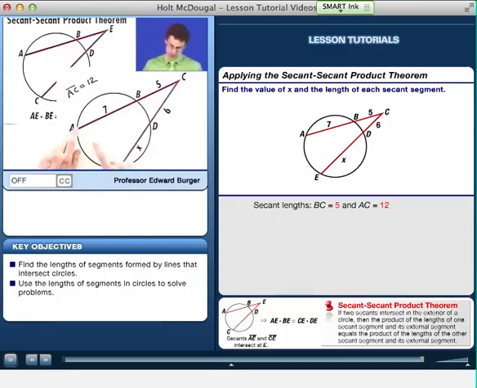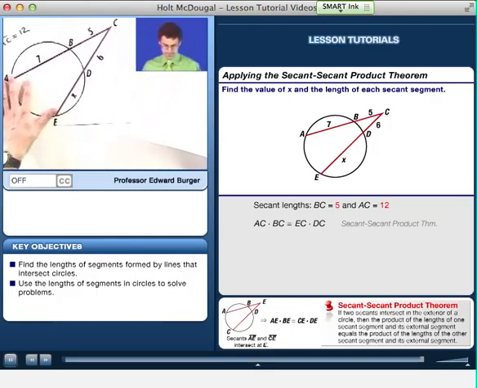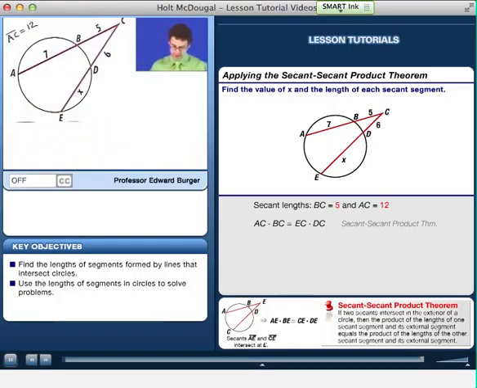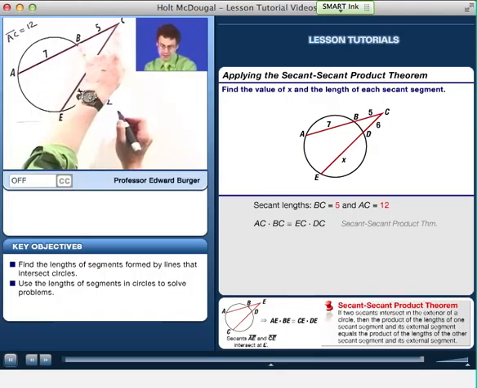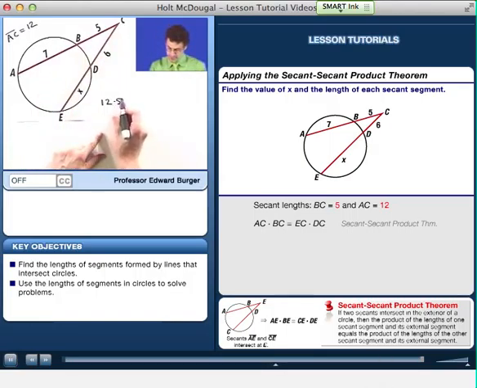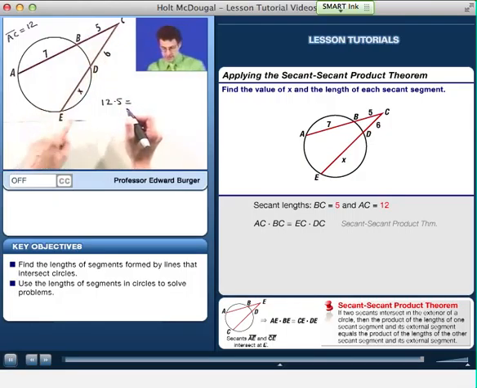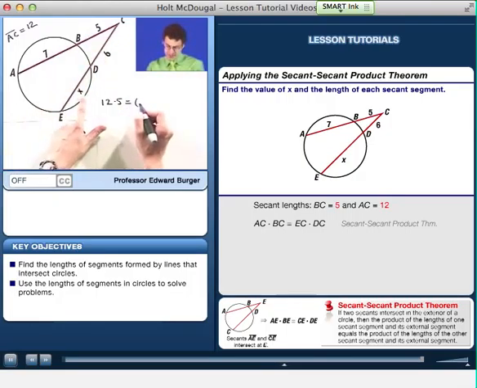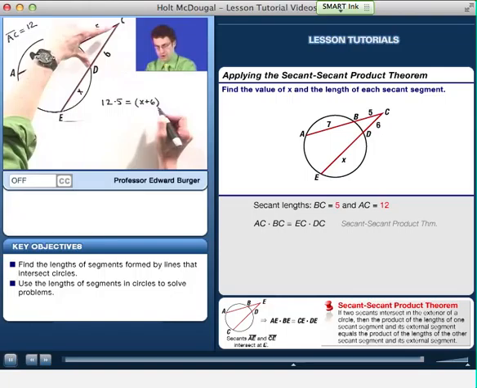What do we know? We know that the total length multiplied by this length is going to equal the total length multiplied by this length. So what we see here is the total length is 12 multiplied by the little length here is 5. And that's supposed to equal the total length here. Now, what's the total length here? It's actually going to be x plus 6. And I take that entire quantity and multiply it by 6.